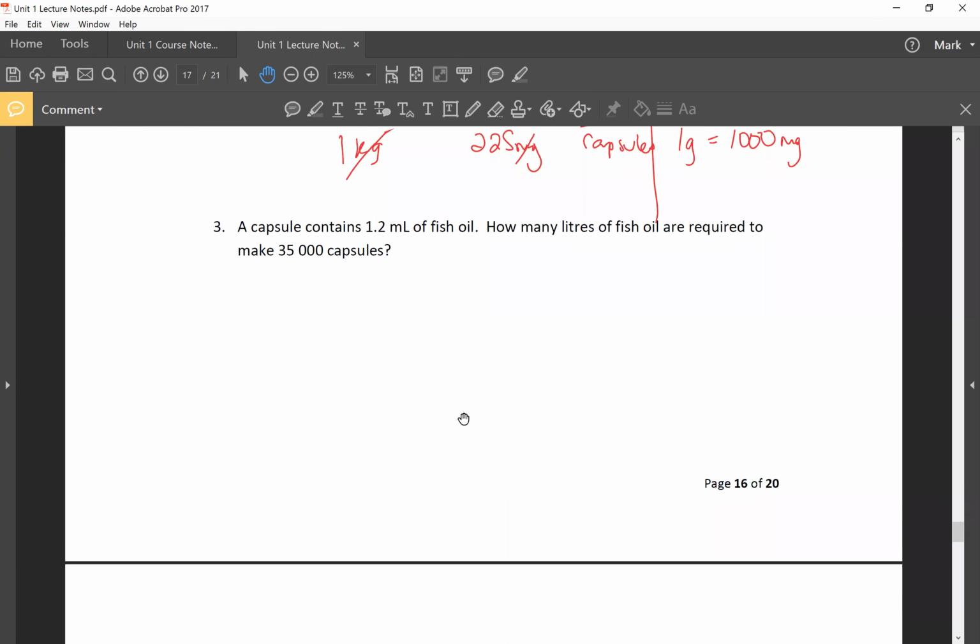Okay, this is a funny one. This question always makes me think of my dad. I'll tell you why in a second, but let me read it. A capsule contains 1.2 milliliters of fish oil. And the question is, how many liters of fish oil would be needed to make 35,000 capsules?